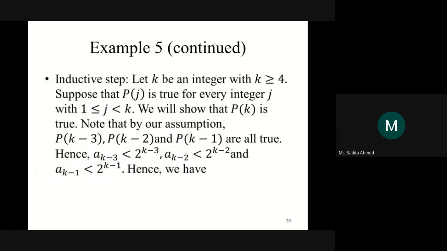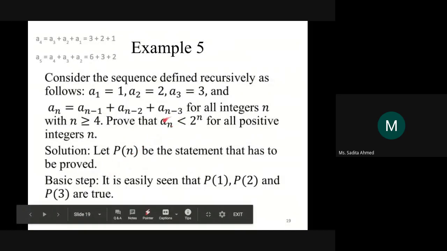All right, so next we have to prove that the statement is true for k, that is, we have to prove that pk is true. Now for pk, what is pk? pk is basically ak is less than 2 to the power of k.